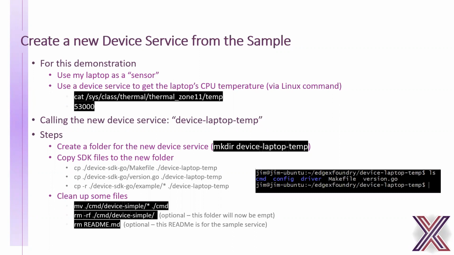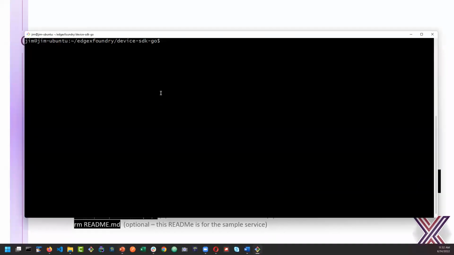So in creating a new device service, that in this case uses my laptop as a sensor, what am I going to do? I'm going to create a new working directory called device laptop temp. Call this whatever you'd like, but give it some sort of name that represents the type of thing you're connecting to. Then once you've got that folder created, you want to copy the elements of that example from the SDK into your new folder. And then you're going to want to do a little bit of cleanup. There are things like a README file that you don't need and some movement of files around that you might want to make just to make things a little bit simpler for yourself. So let's go do that now and actually start the development of this new device service.